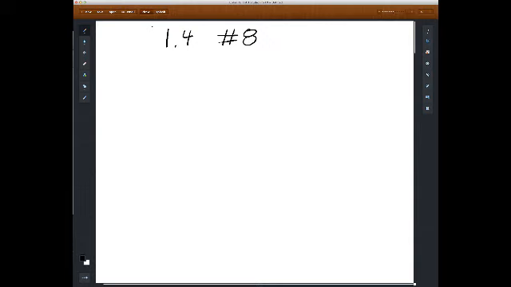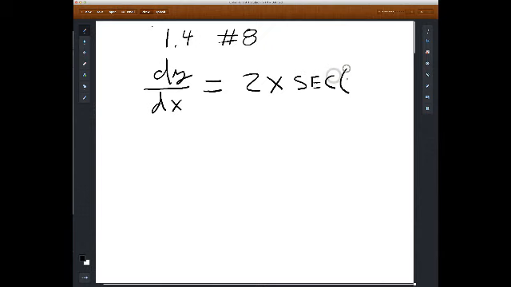Okay, so here's the differential equation. dy/dx is equal to 2x secant of y. Okay, so we're going to first put this in our nice form by gathering up, it didn't look right actually. This is a y, secant of y. Secant y. Okay, so first we need to rewrite this.